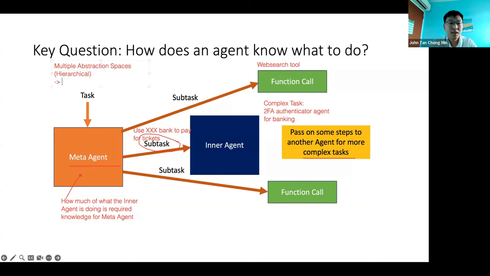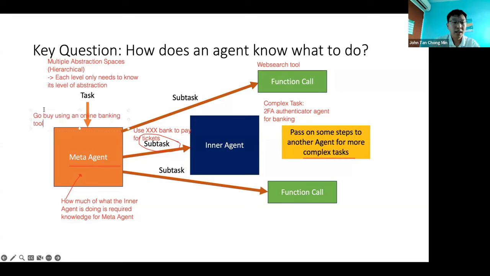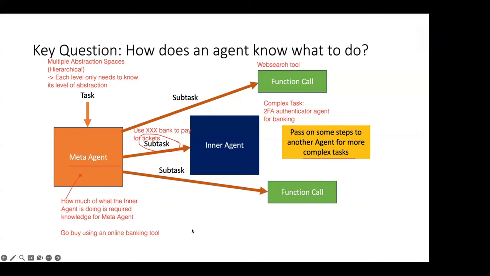Each level only needs to know its level of abstraction. So the meta agent, like you want to buy the Taylor Swift tickets, you don't need to know how the 2FA works. You just need to know, I need to go buy using an online banking tool. How the online banking tool works, does the meta agent need to know? Not really, right? Probably not.